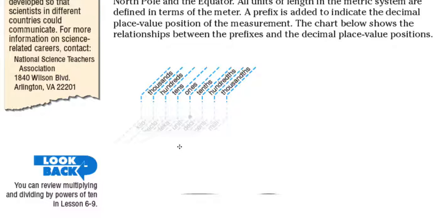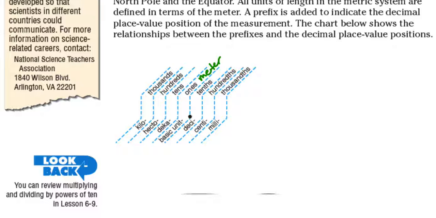Okay. The hundreds place is your hecto. The tens place is your deca. Ones place is the basic unit. So this is your meter right here. This is either your meter, your gram, or your liter. So the ones place is your meter. Let's write it down here for now. After the decimal, the tens place is your deci. The hundredths place is your centi. And then the prefix for the thousandths place is your milli.